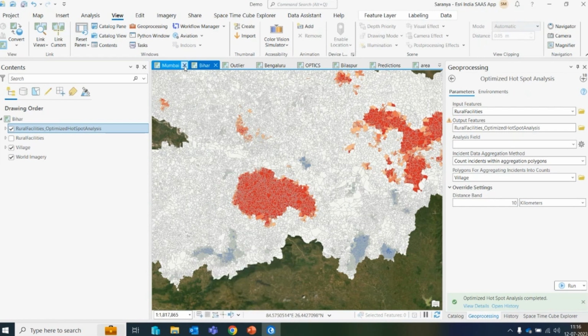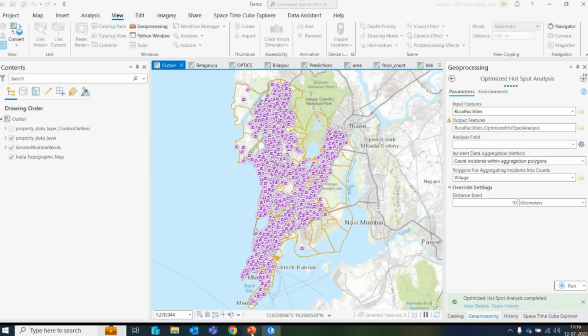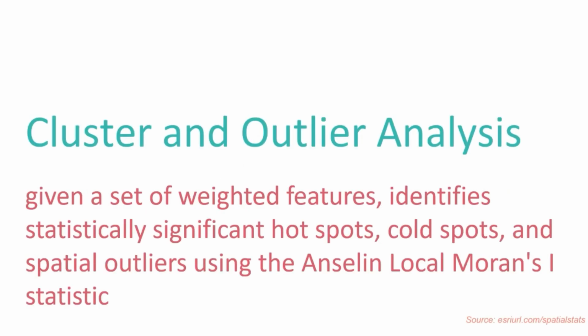Now, I hope the hotspot analysis is clear. Let's go to our slides to discuss the next topic, which is outlier analysis. We have a tool called cluster and outlier analysis, which identifies not only hotspots and cold spots, but also whether there are any spatial outliers. This tool uses the Anselin Local Moran's I statistic.